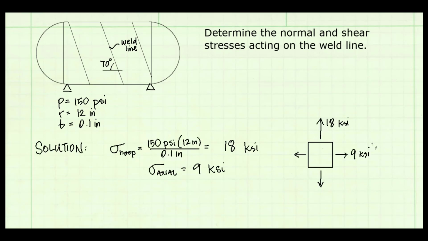I begin my solution by finding the hoop and axial stress on an element in the tank wall. Here's a stress element showing those stresses. I will say that the axial stress is acting in the x direction and the hoop stress in the y direction. And that gives me my sigma x and sigma y stresses. Note there are no shear stresses on this stress element.